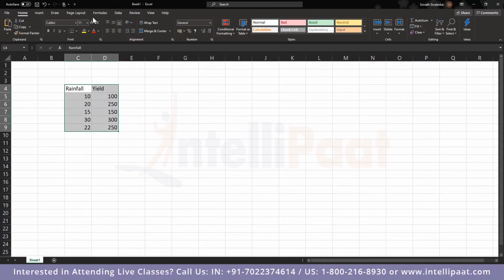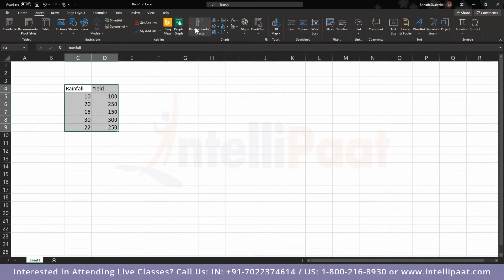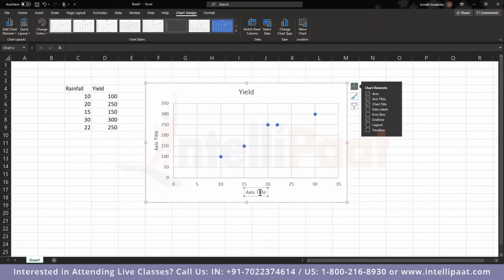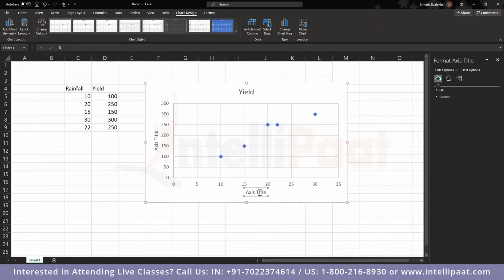Okay. And let's quickly insert a simple scatter plot. This is how the data points look like. As simple as that. Okay. 5 data points. Currently, this is how the thing looks like. Now, let me just add the axis titles. This is your rainfall, and this is your yield.